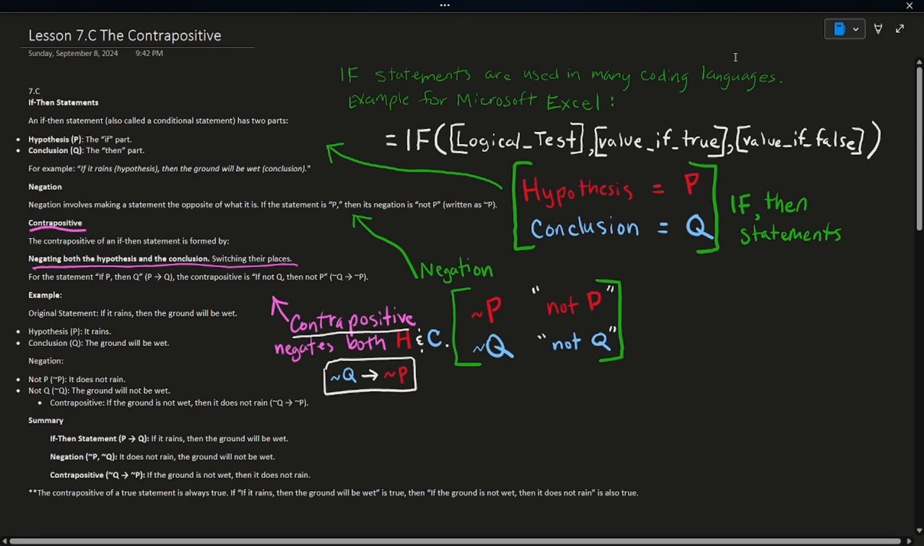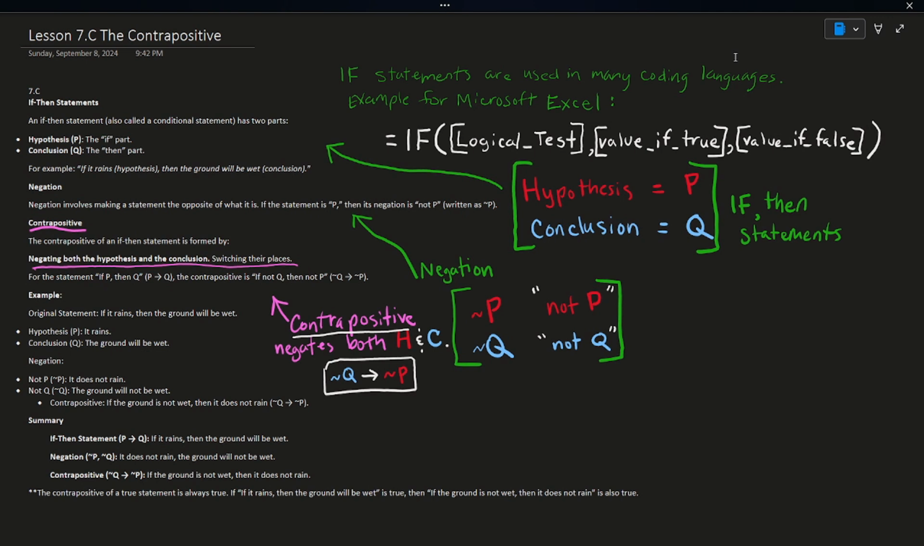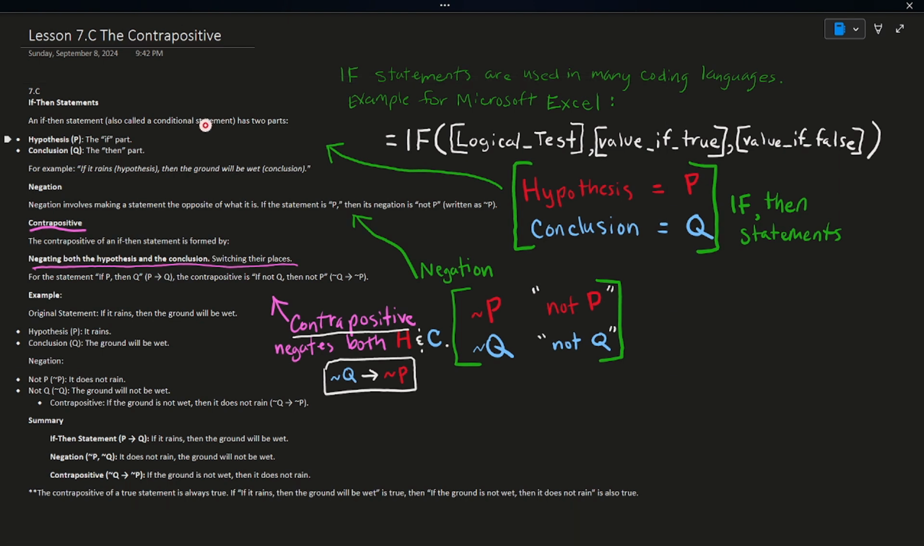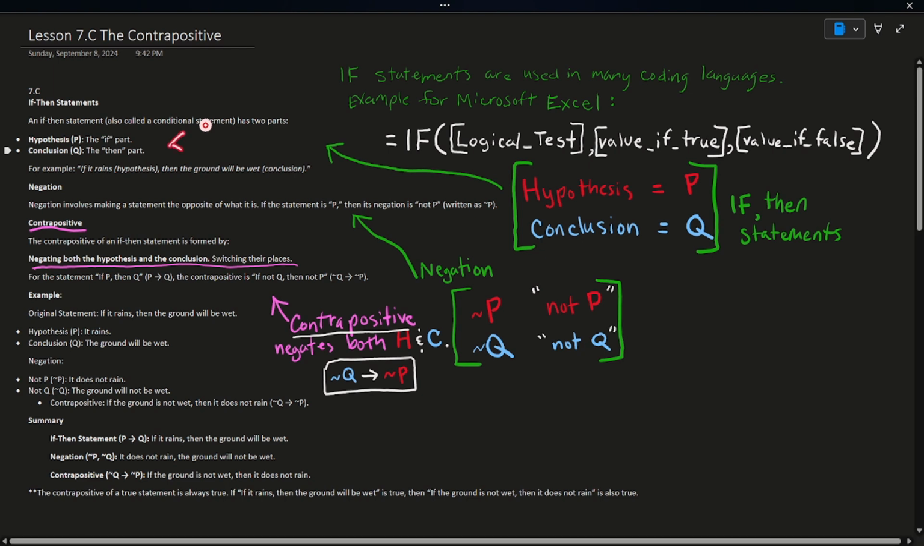Okay, now back. We'll be on lesson 7C, the contrapositive. All right. This is one I like. We have if-then statements. An if-then statement is also called a conditional statement. It has 2 parts. You have a hypothesis, which is the if part, and the conclusion, the then part. So if this, then that, right? This is going to be used all over the place.